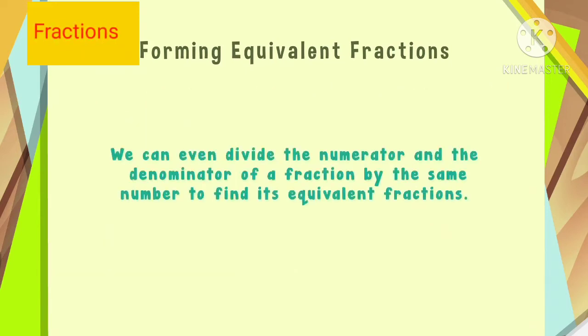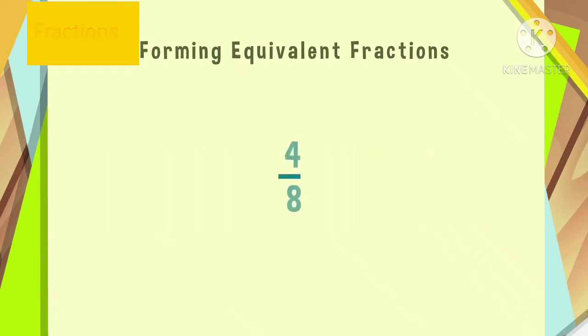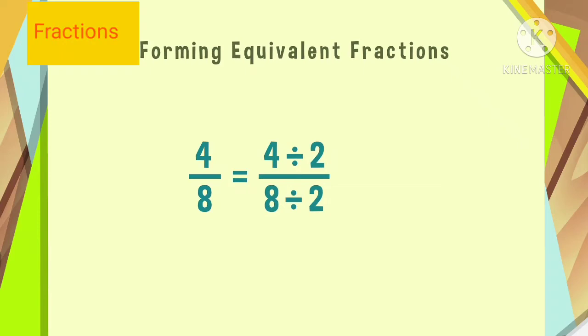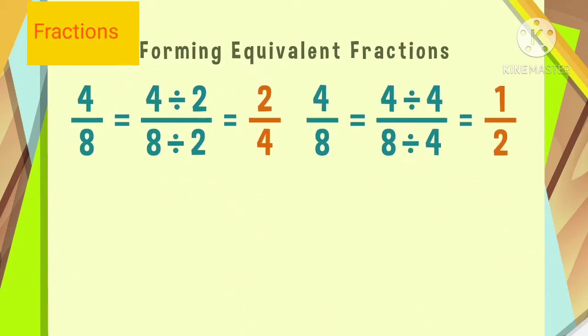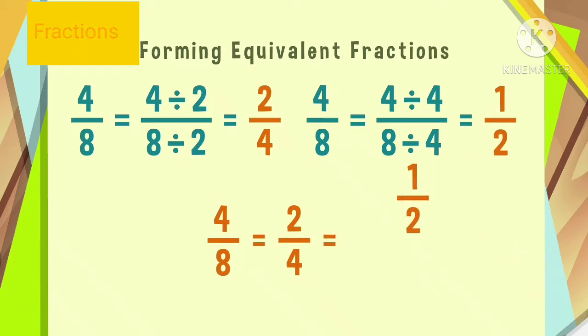Similarly, we can even divide the numerator and the denominator of a fraction by the same number to find its equivalent fractions. Let us take the fraction 4 upon 8. Dividing the numerator and the denominator by 2, we get 2 upon 4. Dividing the numerator and the denominator by 4, we get 1 upon 2. Thus, 4 upon 8 equals 2 upon 4 equals 1 upon 2.